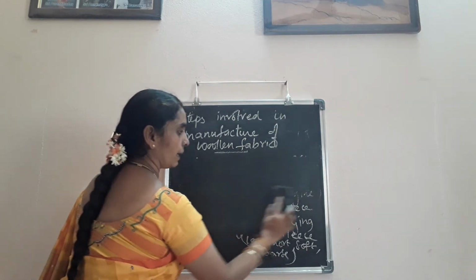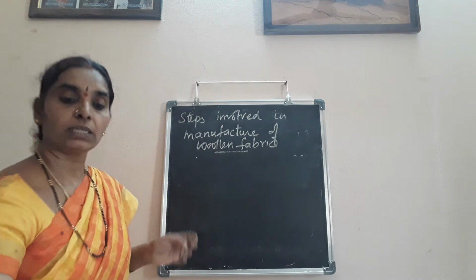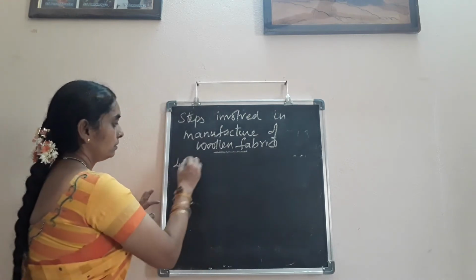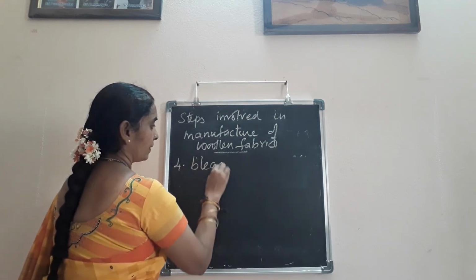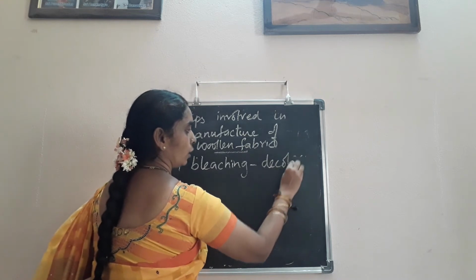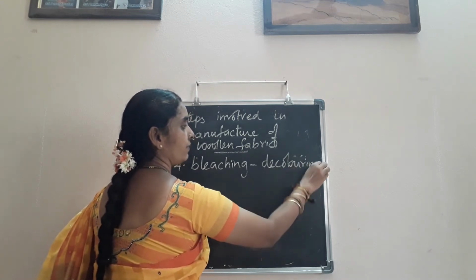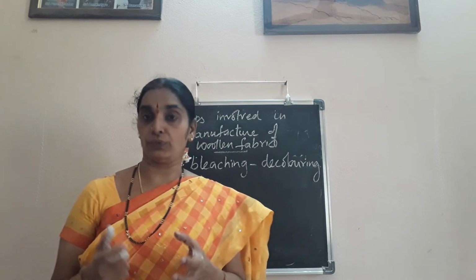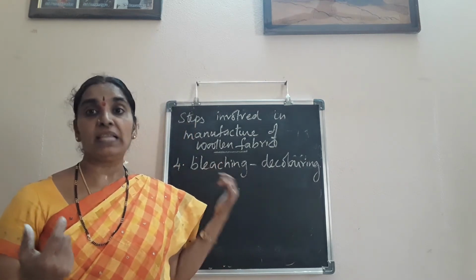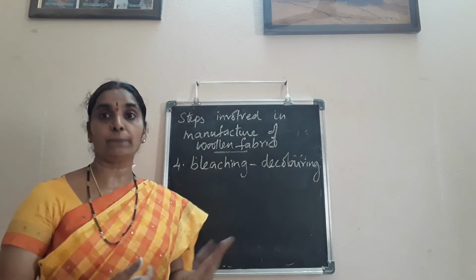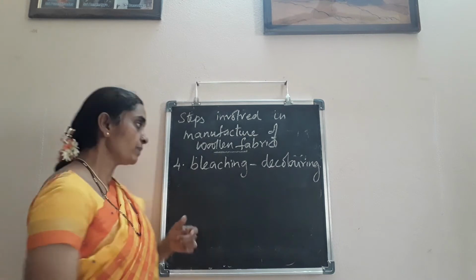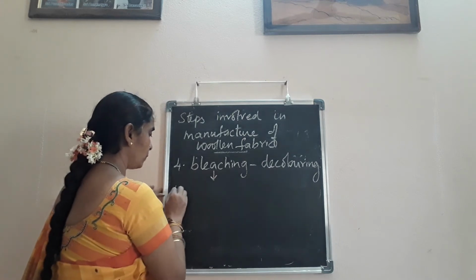Next, the fourth step I am going to tell now. The fourth step is bleaching, that is decolorizing, removal of color of the fleece. Generally the fleece of the sheep is decolored by the bleaching process, to obtain the color we require. Is it clear? So this is the bleaching process done in the fourth step.